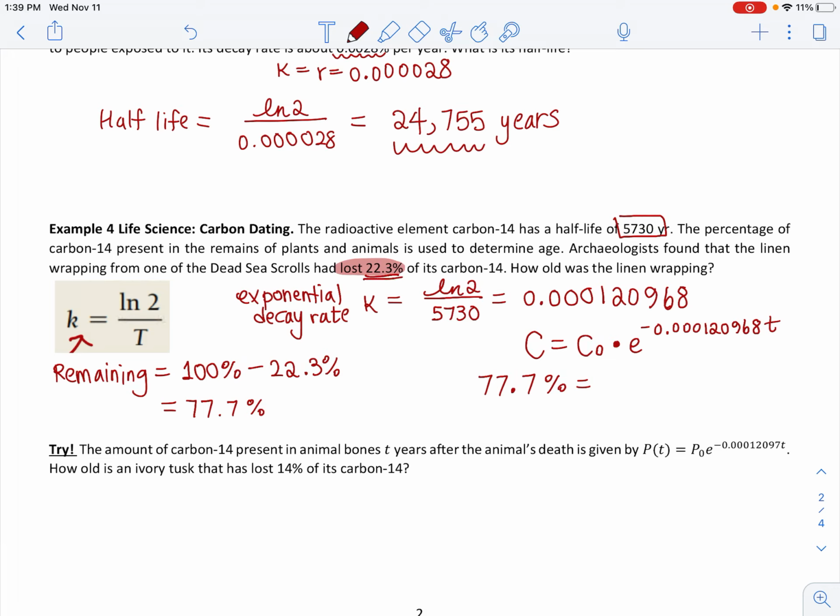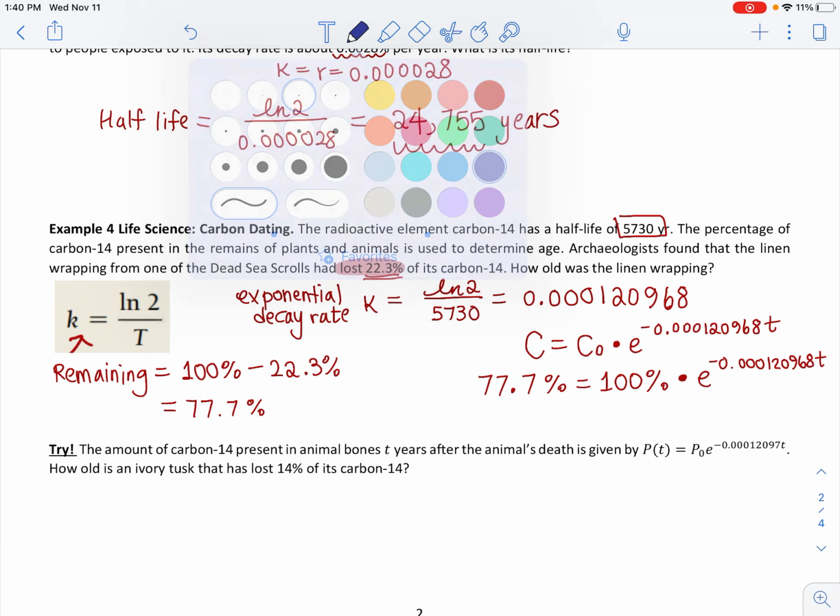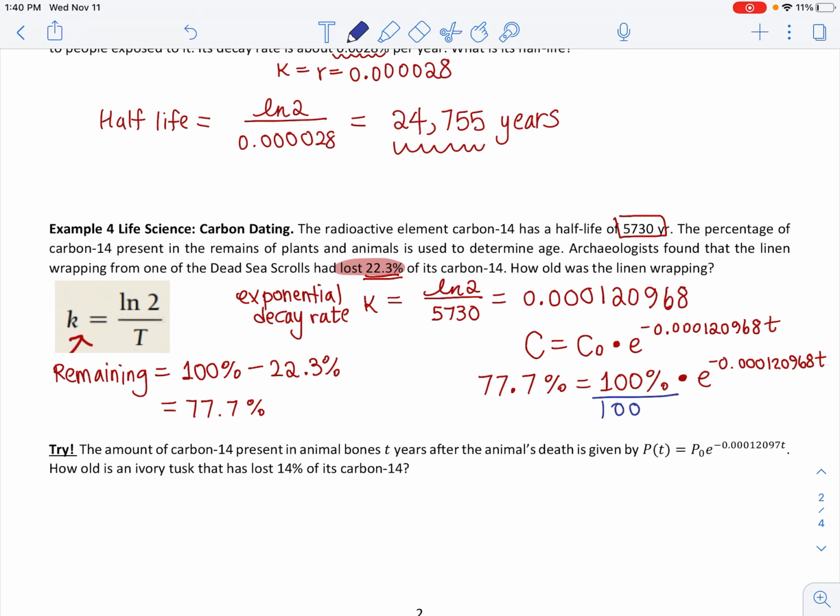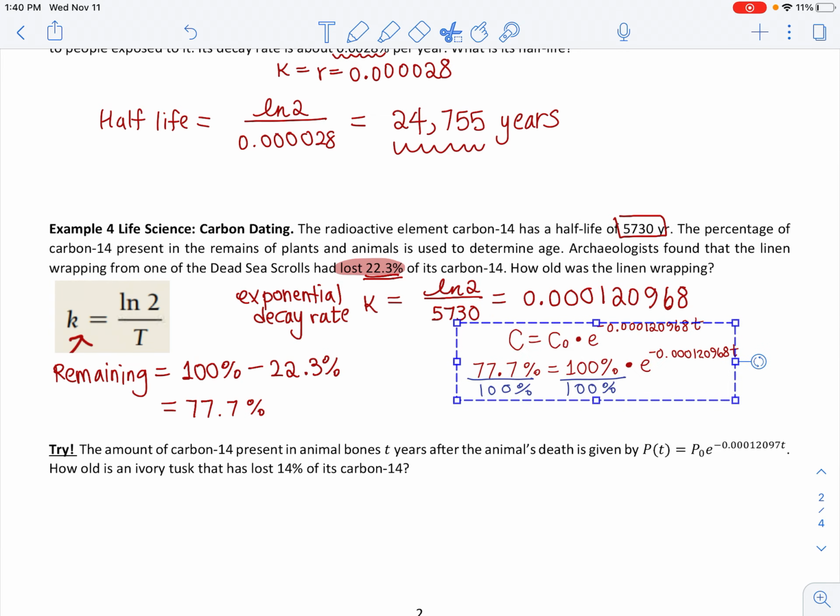77.7% of, we never know how much is there originally, because they just gave us that it lost that much. But I can go ahead and stick the percent symbol, if that pleases us a little better. And then, negative 0.000120968 t. Guess what I'm going to do to both sides now? We'll divide by 100%. What happened to the percent symbol?